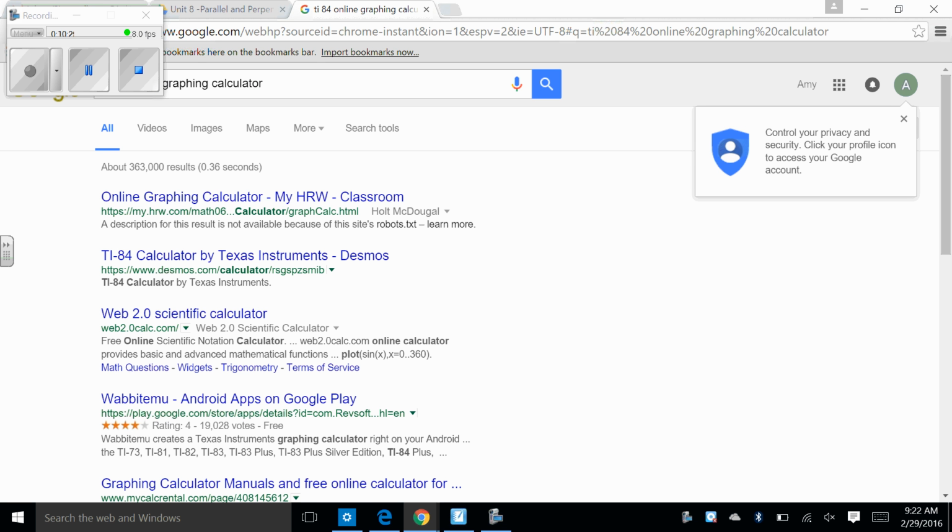This is the screen you should have up. I'll go ahead and wait for you to make sure that you get that up on your screen. Okay, so everybody should have that up on your screen. Once we get there, there's that top link. That's the one I want you to use. It says Online Graphing Calculator, My HRW Classroom. I want you to use that one.